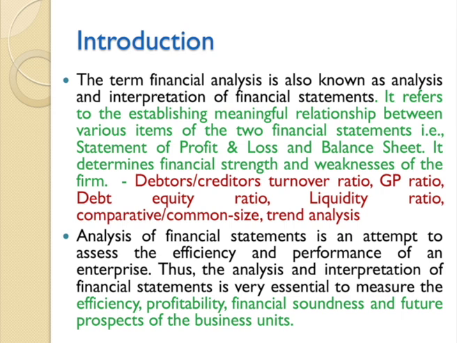For example, my dear students, if I calculate the debtors turnover ratio, in the numerator we have net sales divided by average debtors. So I will know in how many days I am able to collect money for the credit sales I have made. Gross profit ratio, let us suppose I calculate it and I get 20%. It means for every 100 rupees of sales my gross profit is 20 rupees, isn't it?